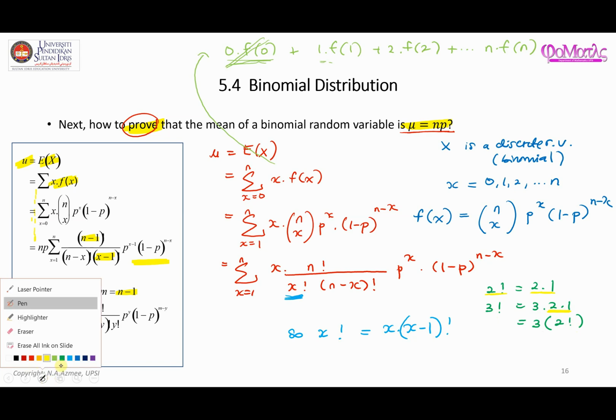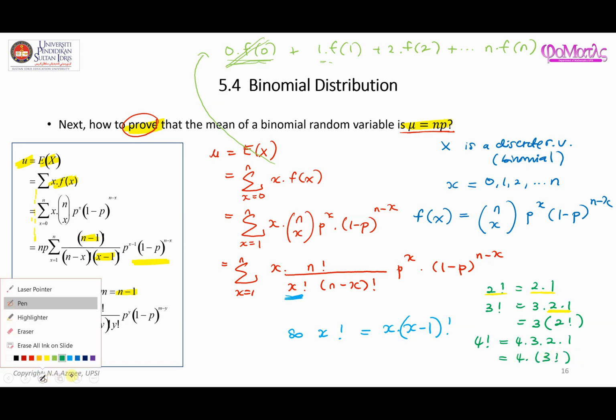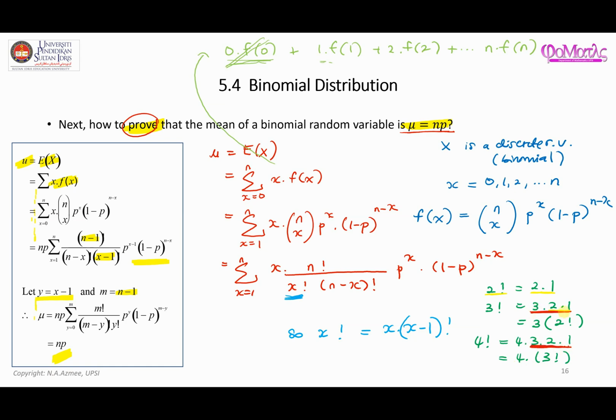Now, if you want to see more of the pattern, well, we can have 4 factorial. 4 factorial is 4 times 3 times 2 times 1, and that can be written as 4 times 3 factorial, which I hope you can see clearly, because here we've got 3 times 2 times 1. And what is that? That is this guy right here, and this is similar to 3 factorial.